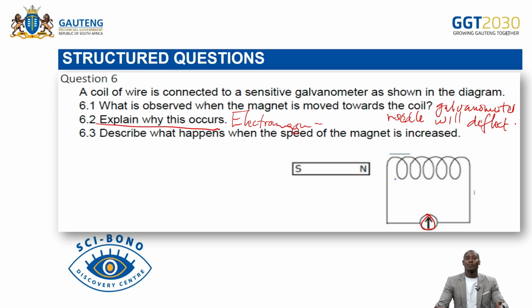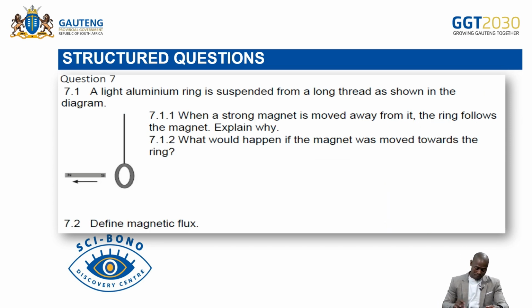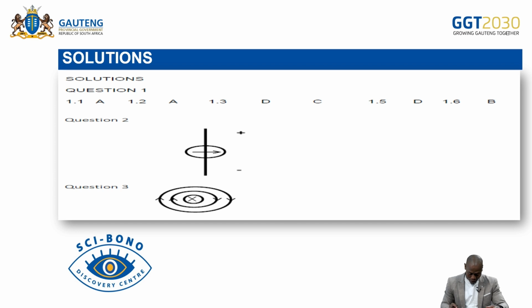Describe what happens when the speed of the magnet is increased. In other words, they're trying to say to you, when you move this magnet in and out of the coil faster, what are we going to observe here? The deviation of the galvanometer will increase. Or you can say induced current will increase, or induced EMF will increase. Okay.